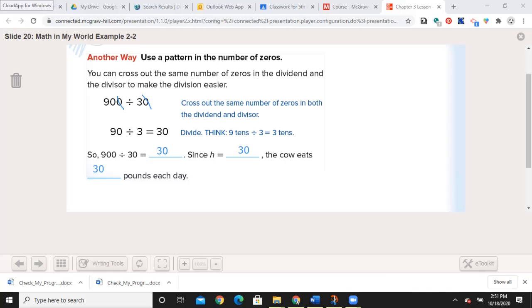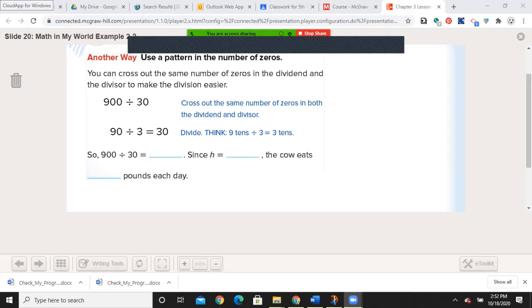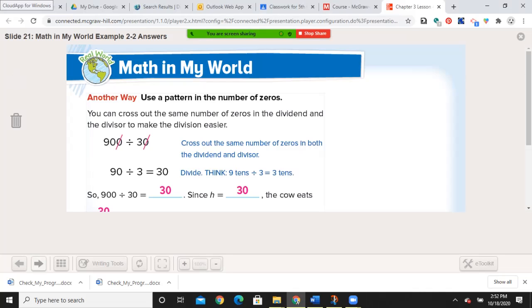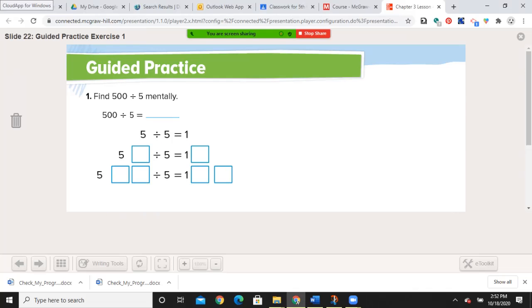Go ahead and make sure these are written in. All right, let's move on to the next page here. You see the answers here. Let's do this one together. Get the page up for us. And then you'll have an opportunity to practice after that.